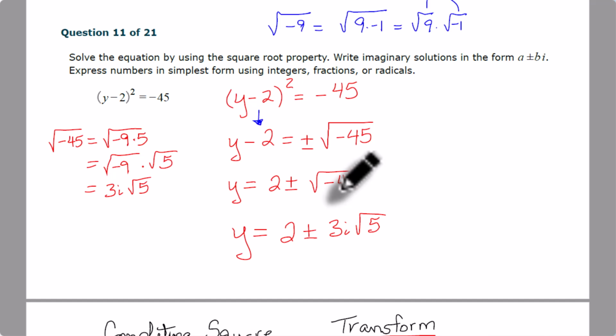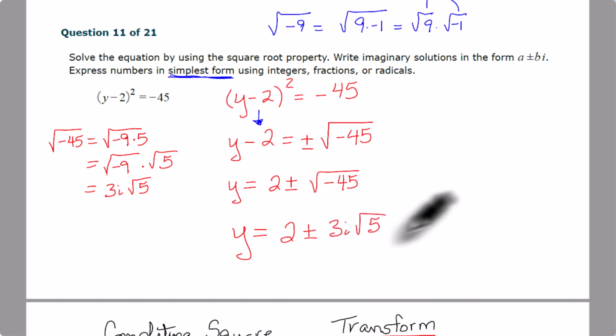-45. But usually we want this in the simplest form, which means I need to simplify this. Well, let's see. This is the square root of -45, which is the square root of -9 times 5. The square root of -9 is 3i, but the square root of 5 I don't know. And so my final answer then is 2 plus or minus 3i square root 5.